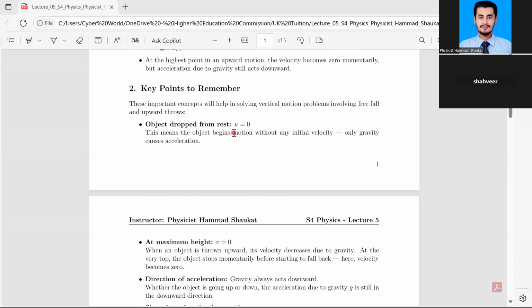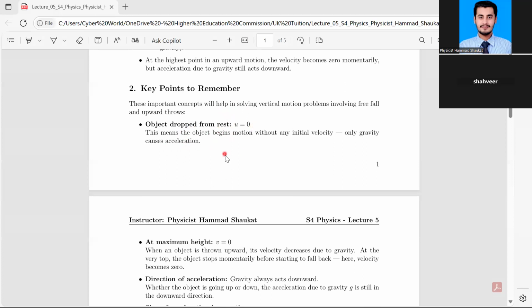U means initial velocity, and v means final velocity. Next, if your object drops from rest position, it means you are dropping your object from rest position. So definitely the initial velocity would be zero, because you drop your object from rest. Whenever there is a rest, your initial velocity should be zero.